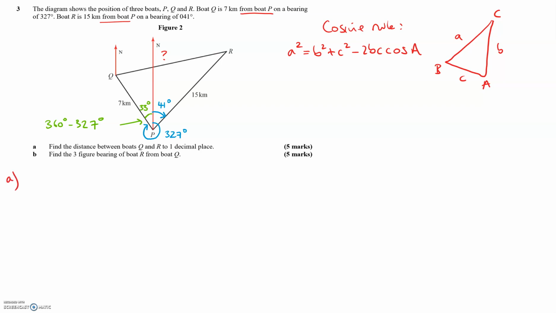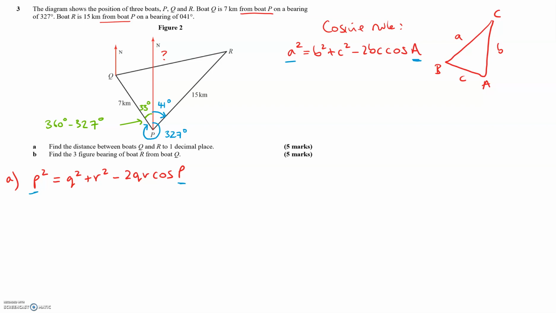So let's say that missing length is called P. Using the cosine rule, we've got P squared. And then let's say the other lengths are Q and R. So we've got Q squared plus R squared minus 2QR cos, and the angle that's opposite the side I want is P. So that's whatever side here is the opposite angle here. Okay? So let's fill in those numbers.